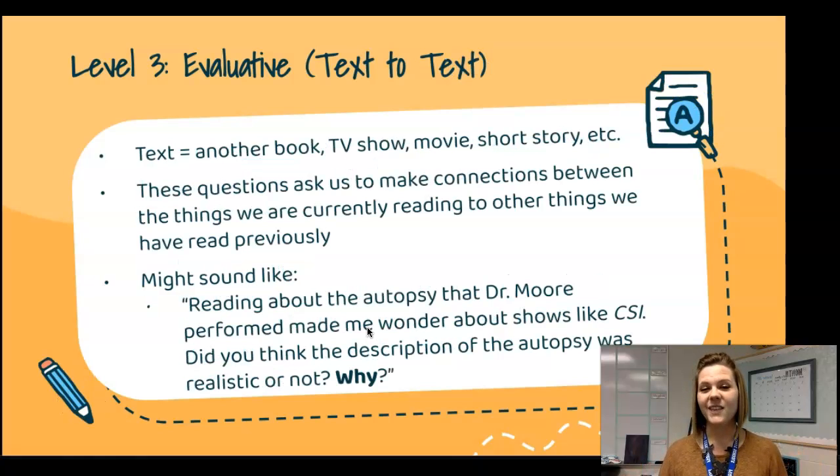We also have evaluative text-to-text questions. The text obviously is another book, a TV show, a movie, a short story, or anything that we've read or seen before. So now these types of questions ask us to make connections between the things that we're currently reading and other things that we've read in the past. This might sound something like, reading about the autopsy that Dr. Moore performed made me wonder about shows like CSI. Did you think that the description of the autopsy was realistic or not? Why?